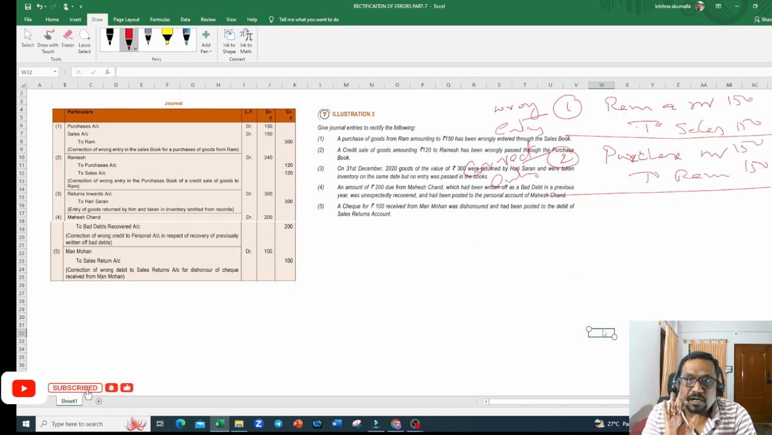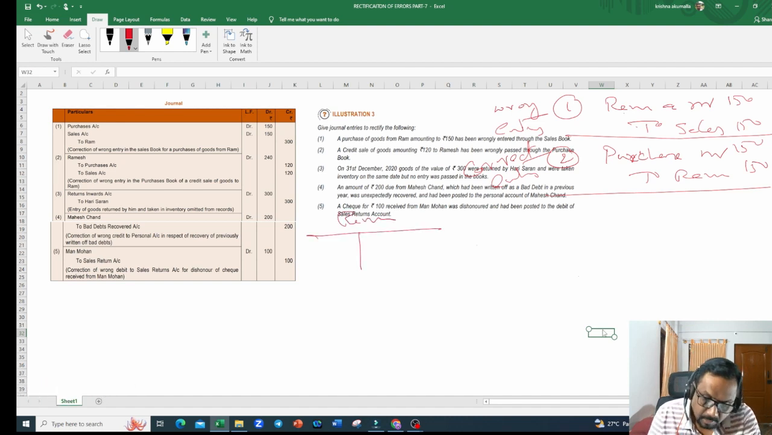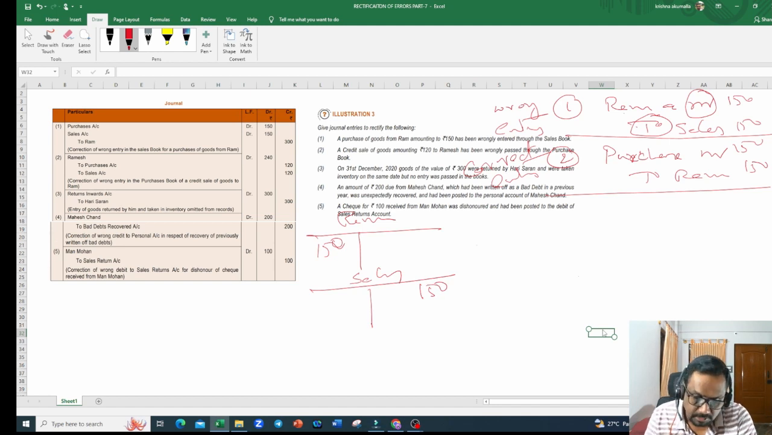If you are confused, it is simple. You prepare RAM account. The wrong entry is posted on the debit side. Let us put debit 150. Then prepare sales account. Sales account is credited in the wrong entry, so credit 150. Do you agree till this time? Next, what should have been the correct entry? Purchase account debit to RAM account. So purchase account we need to prepare. Is there any purchase account entry posted? Not posted. So now we have to rectify.